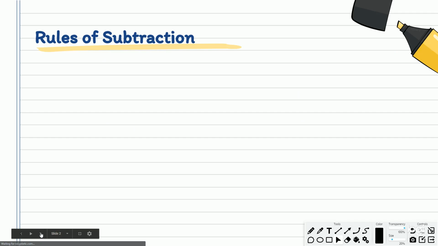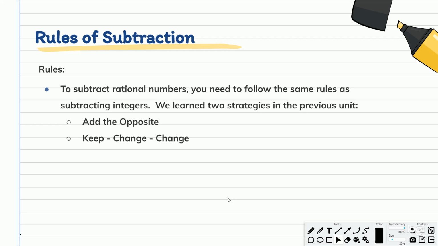The first thing we need to know is the rules of subtraction again. We are going to be following the same rules that we did for integers, and we're going to follow the same rules for rational numbers. So the rules for subtracting rational numbers is you need to follow the same rules as subtracting integers. We learned two strategies in our previous unit. The first one was adding the opposite, and the next one was keep, change, change. Keep, change, change is the one that we used mostly, and we'll review that really quick.